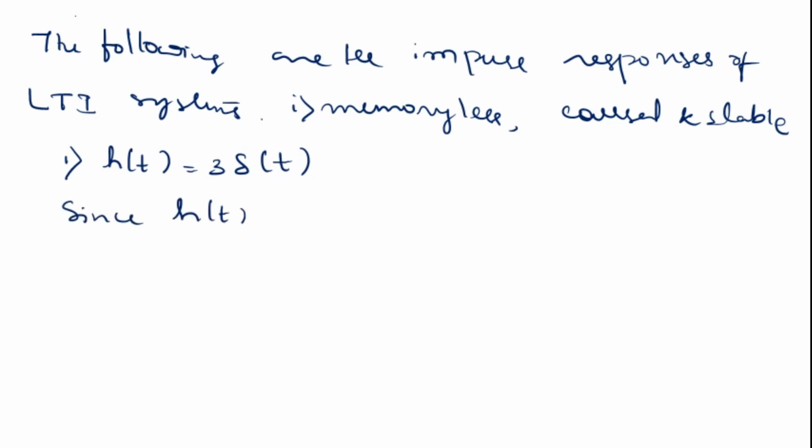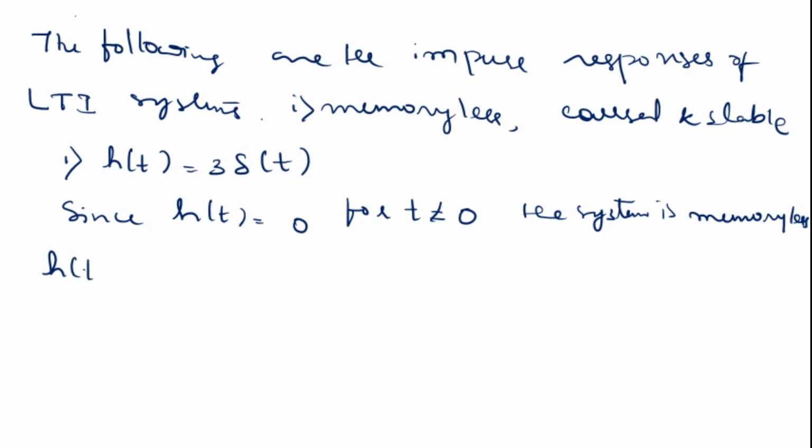h of t is equal to 0 for t not equal to 0. For all other values it is 0, hence the system is memoryless. And h of t is equal to 0 for t less than 0, hence the system is causal.